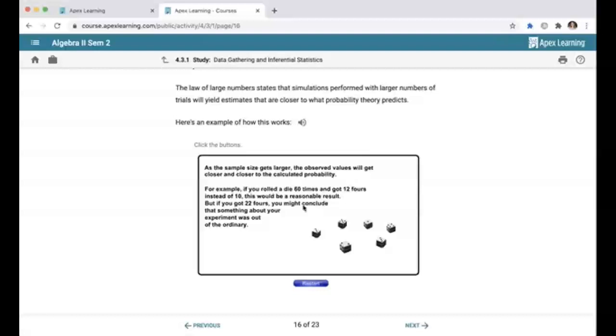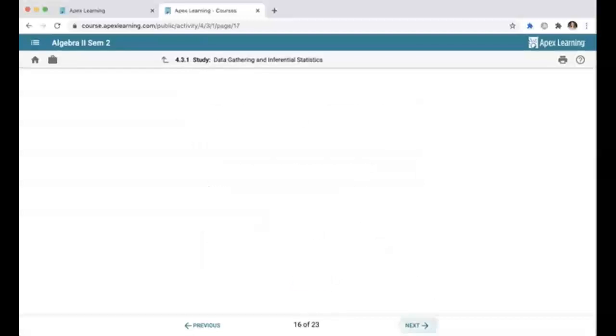But if in the same 60 rolls we get twenty-two 4s, we can conclude a couple of things, but the major one is that maybe there's something wrong with our experiment. If we think it's not the number of times that we rolled the dice, we might want to look at whether something went wrong with the experiment or something is out of the ordinary.